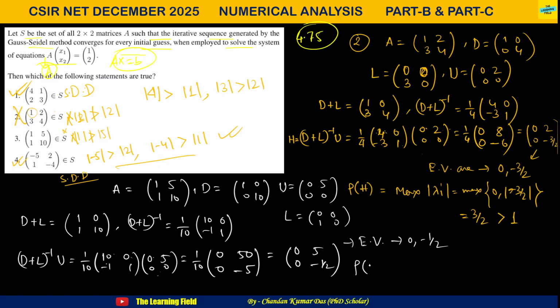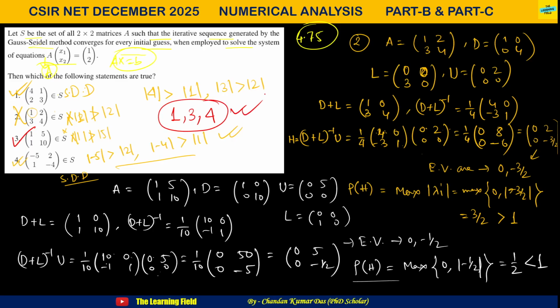Now what is the spectral radius of this matrix? This is equal to the maximum of 0 comma mod of minus half. So this is equal to half, which is less than 1. That means the spectral radius here is less than 1, which means this is convergent. We need the spectral radius less than 1 for convergence. That means the correct options are 1, 3, and 4. These are the correct options.